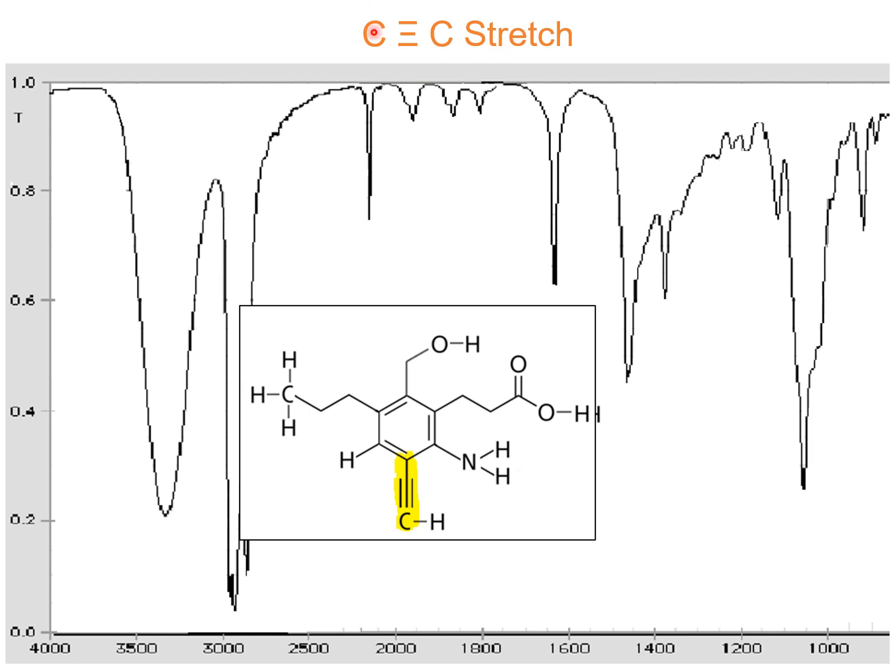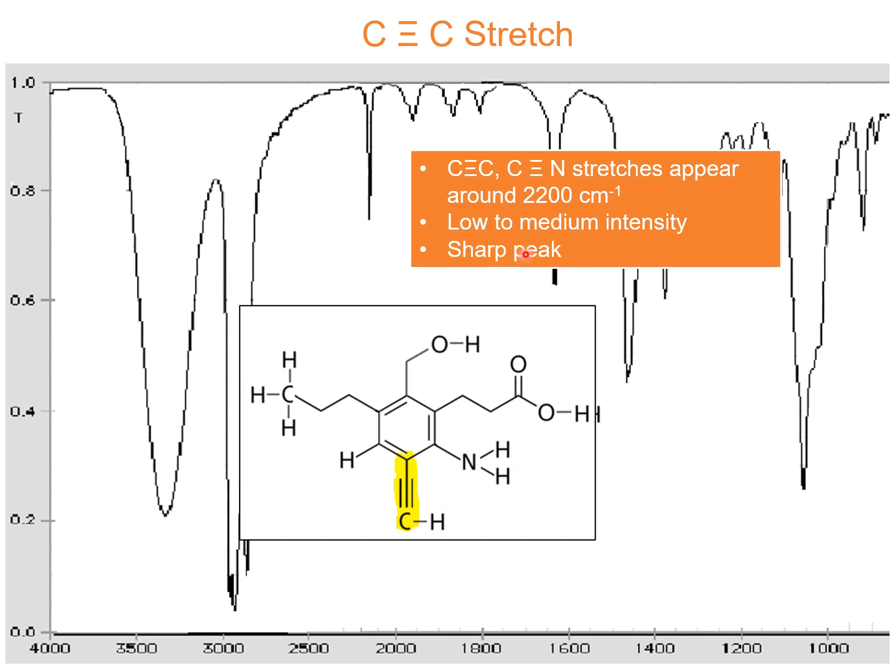See, triple bond C stretch is very rare to observe. Even C triple bond C and C triple bond N, these both stretches appear around 2200. I say around because there can be values like 2150 or 2350 also. So a broad range would be 2100 to 2300, but you can remember it comes around 2200.